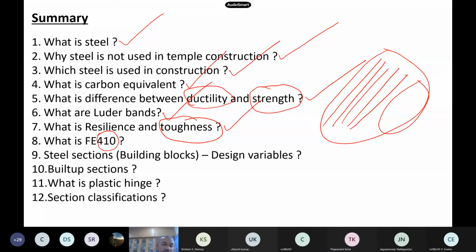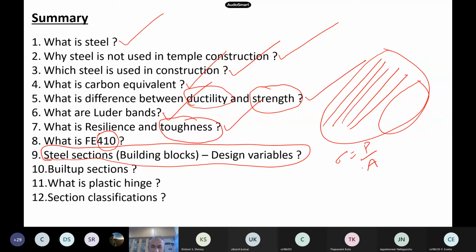Okay. Now we have seen steel sections. What are the important design variables? What are the important material variables, sorry? In the steel code you have got, right? For tension members, what's the design variable you look for? Now, we told, right, sigma is P by A. Now, what is the most important thing? Dimensions. Area. Excellent. Okay.